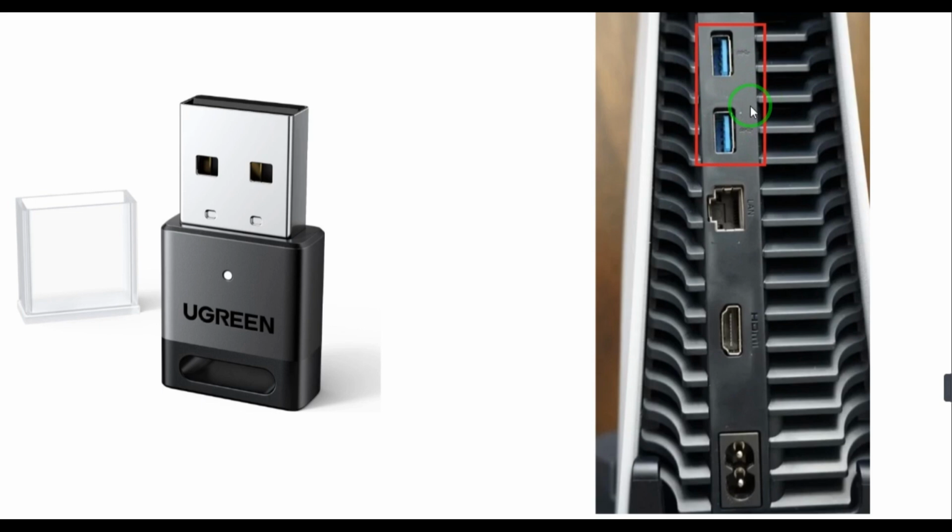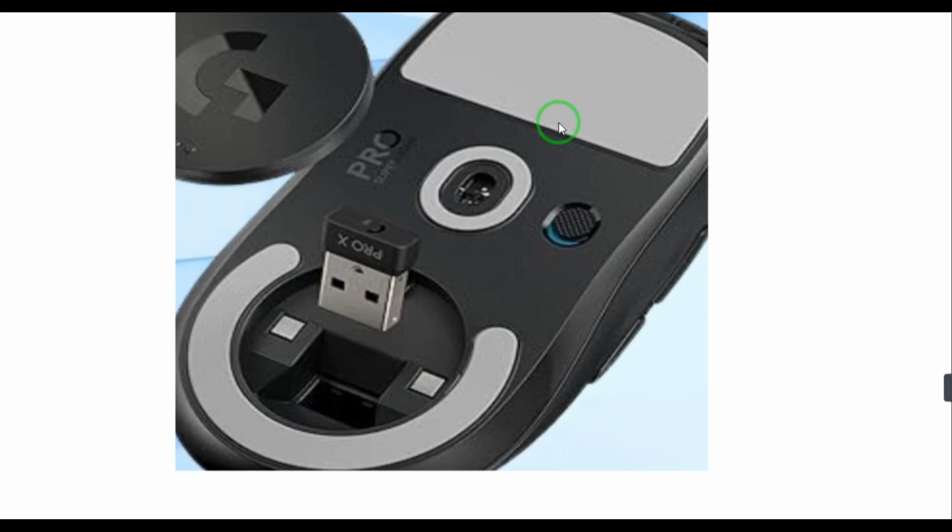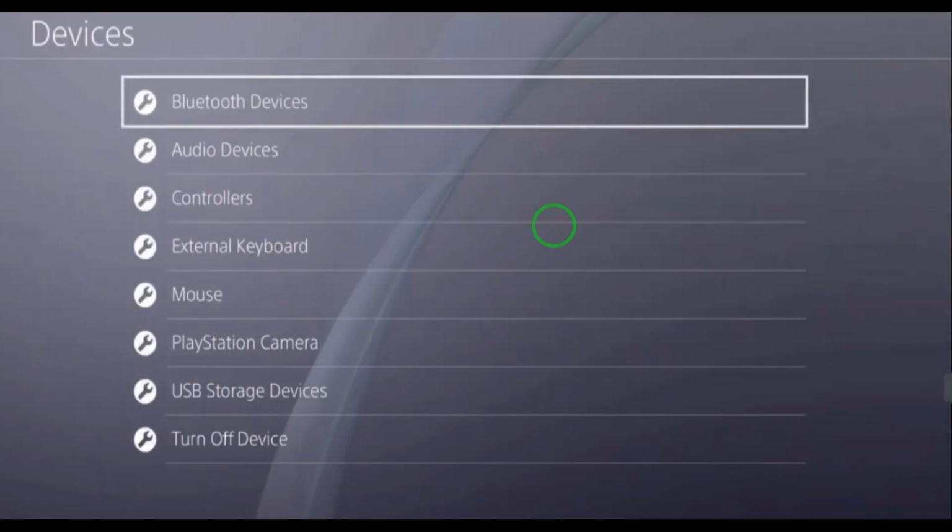After connecting this wireless USB with PS5, you will turn your mouse around, and here this is the button of your mouse. Just press it and hold for a couple of seconds. After that, it will blink the light. It will indicate that the mouse is turned on, and after that it will automatically connect with the USB.